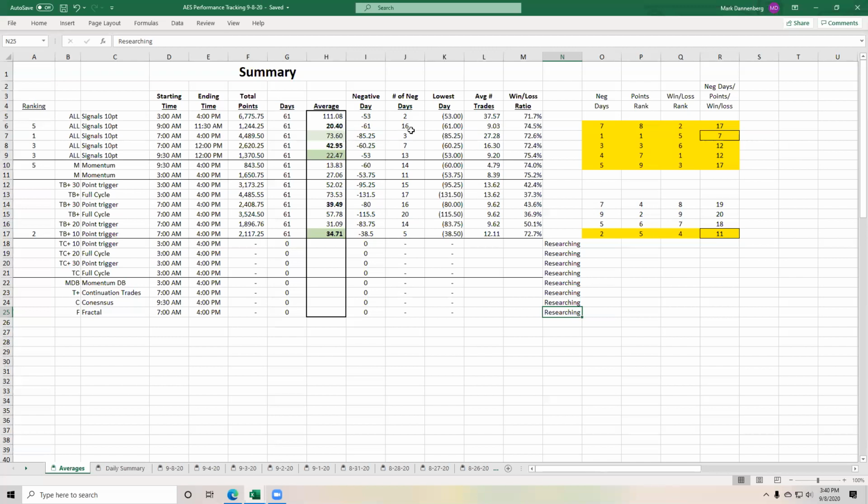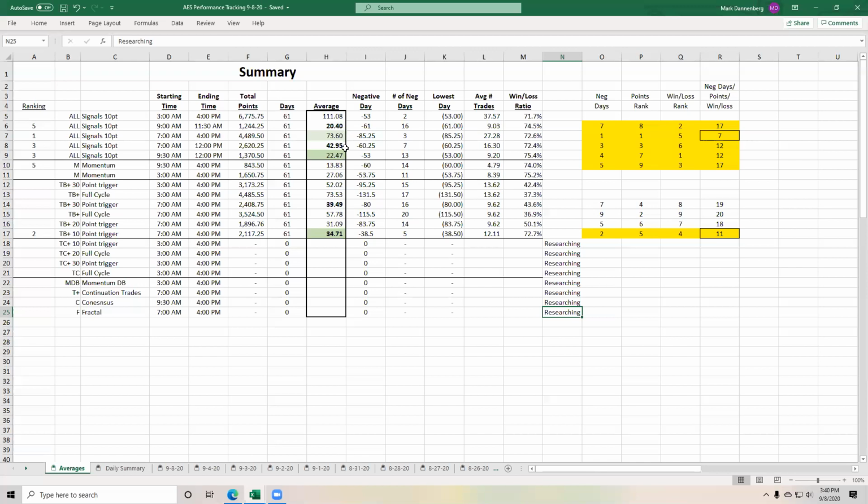So there's a variety of information here. We're tracking the number of negative days, meaning how many losing days have there been, and what the lowest performing day is. That would be the biggest losing day. What the average number of trades are in a day in that time frame, and what the win-loss ratio is overall. Now in the NASDAQ 100, each point is worth $20. So when you look at these numbers, for example, 42 points, almost 43 points, that's 43 times $20. So it's $860 on one contract, and each contract requires $500 of margin to trade at the broker that we trade at.